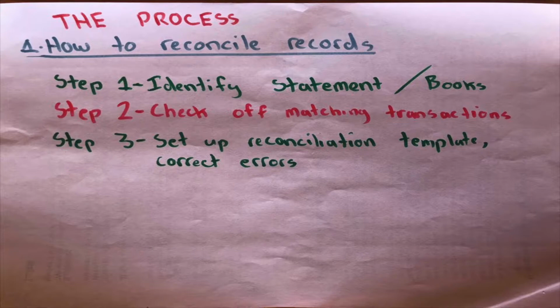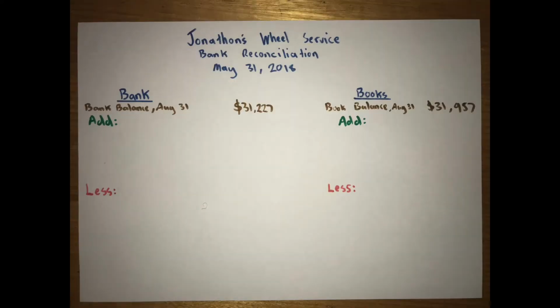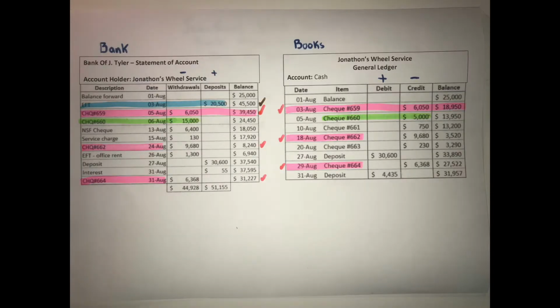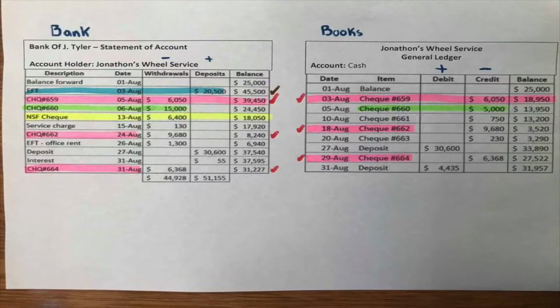Step 3 requires us to set up a reconciliation template and correct errors in recordings. On our statement, we can see that check 660 was withdrawn as 15,000. The correct recording was 5,000. To reconcile this, we recorded 10,000 add to bank reconciliations. We also have to reconcile errors from timing issues. In our example, electronic funds transfer, EFT, has not been recorded on our books due to timing. Therefore, we record it as an addition in the book section.